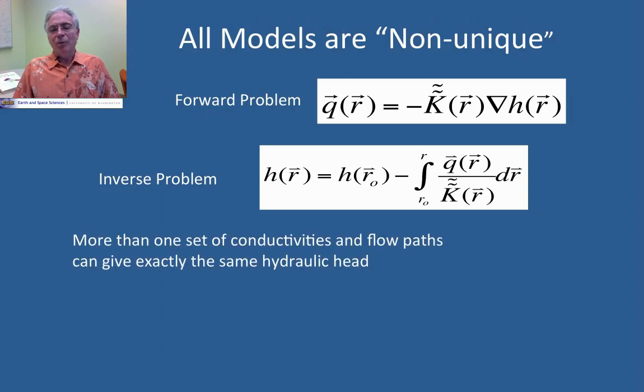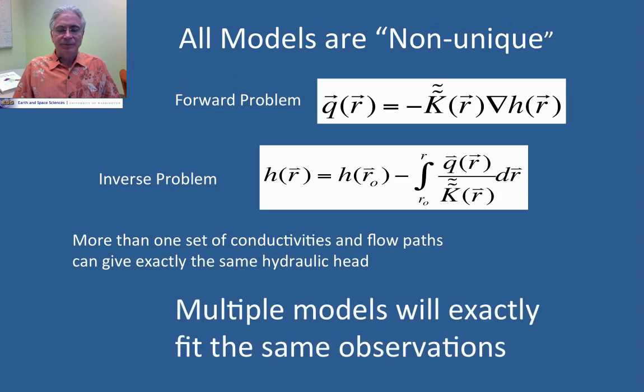Now this integral representation highlights non-unique ideas, because more than one set of conductivities and flow paths can give exactly the same hydraulic head at point R. All that matters in the integral is that the integral be the same, and you can get the same integral for a variety of values of Q and K. Changing Q and simultaneously changing K will change that quotient, and changing the path over which the integral occurs can accomplish the same value of H for different values of Q and K. So, bottom line is, multiple models will exactly fit the same observations.